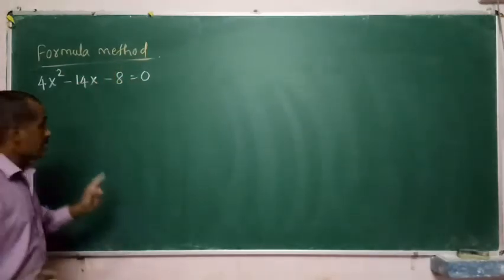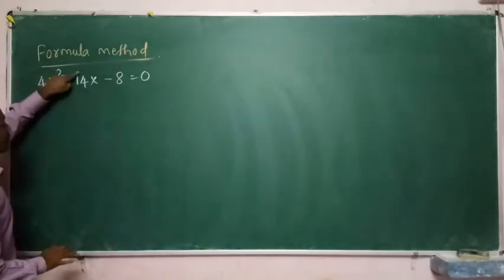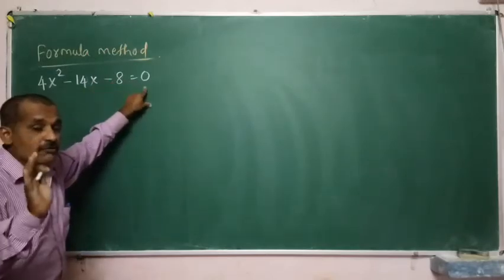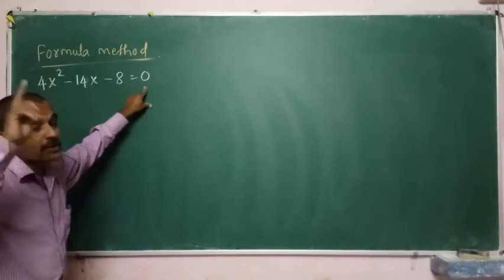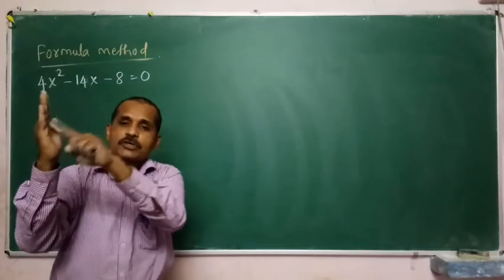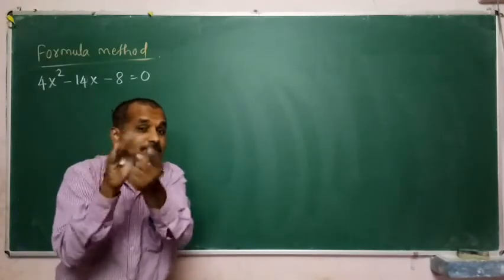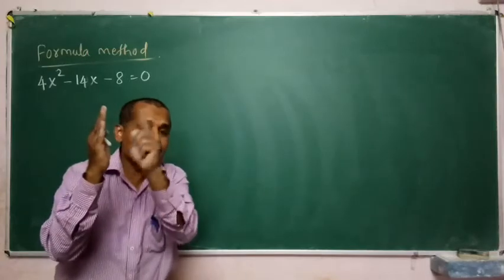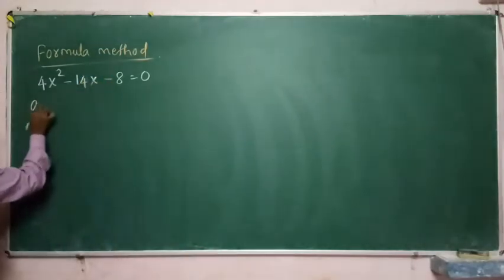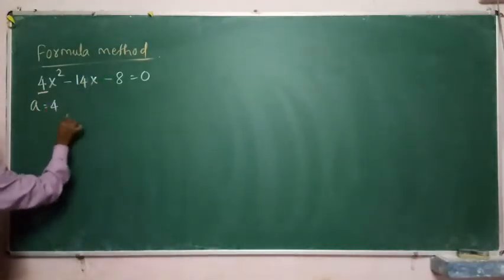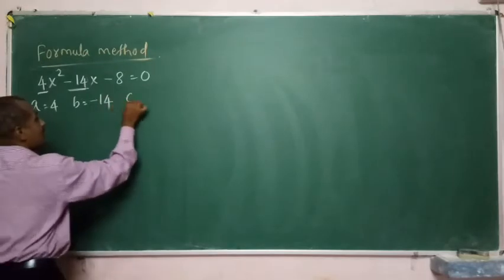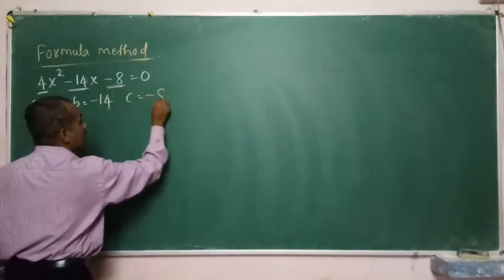See, it is ax square plus bx plus c is equal to 0. My dear children, the standard form of the quadratic equation is ax square plus bx plus c is equal to 0. The coefficient of x square is a. The coefficient of x, coefficient is the number which is written beside x, is b. The constant, the last term, is c. Let me write first. What is a? A is equal to 4. B is equal to, including the sign you have to write, minus 14. C is equal to, including the sign, minus 8.